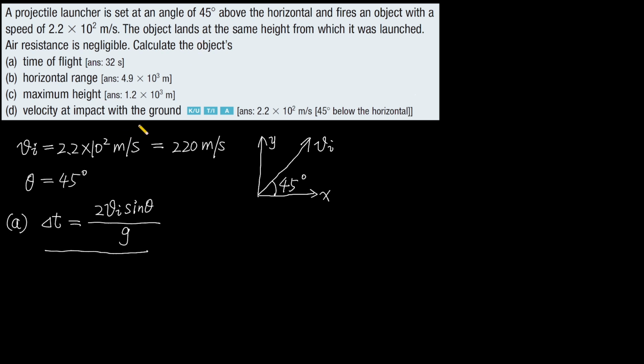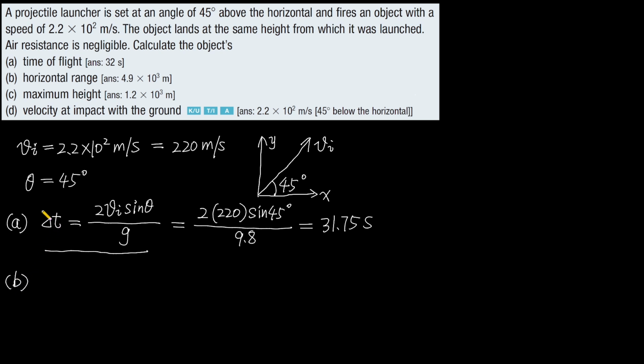So it's the restriction for this formula. So this equals 2 multiplied by 220 multiplied by sine 45 degrees and divided by 9.8, and this equals 31.75 seconds.